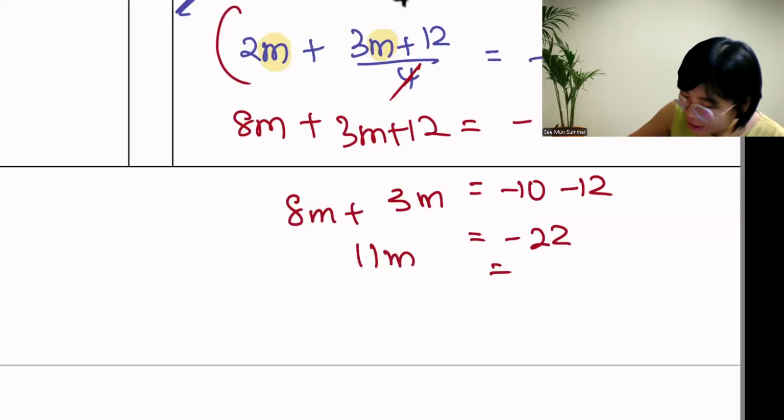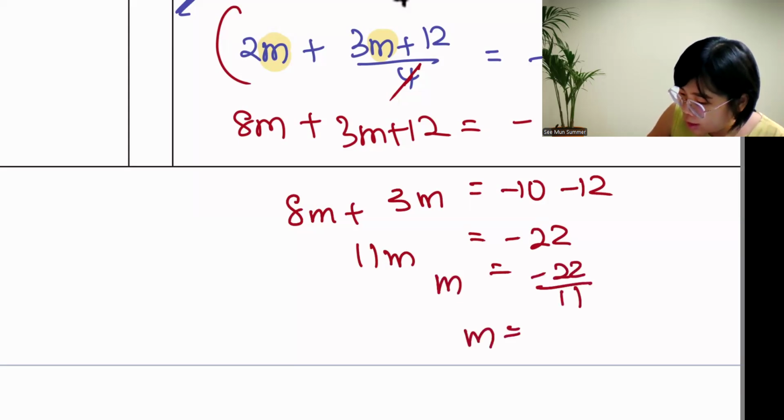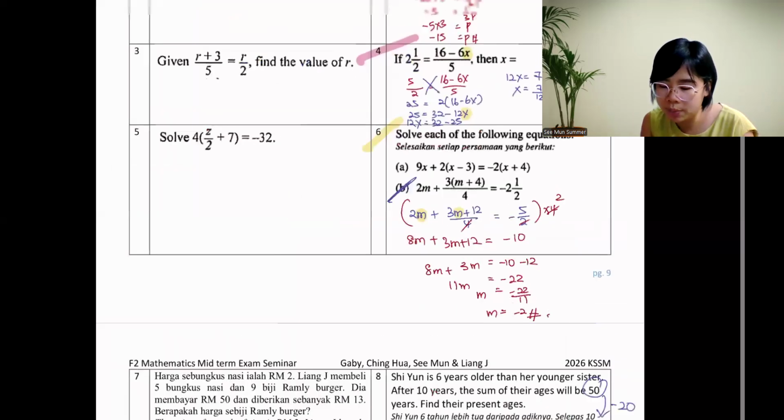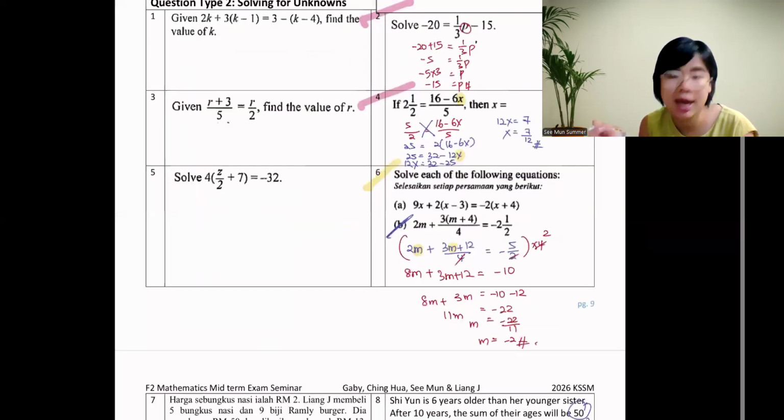Very good. Okay, cool. So now I want m, right? So negative 22 divided by 11. So m will equal negative 2. Done. So you have to learn the skill to get rid of the denominator. That is a super important skill, okay?